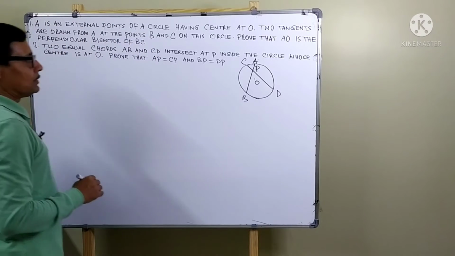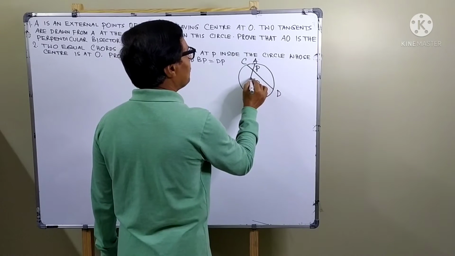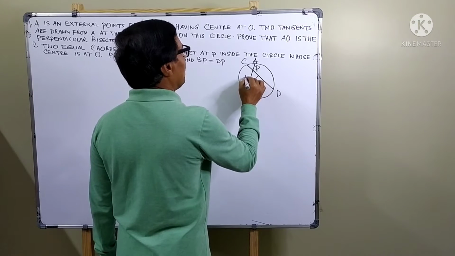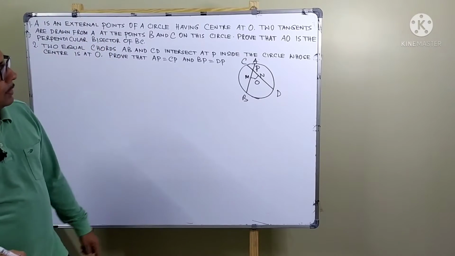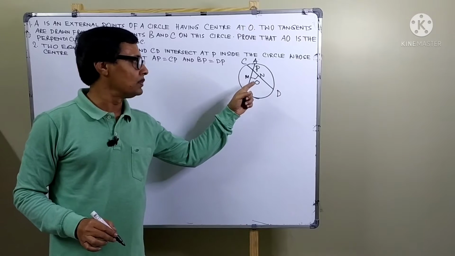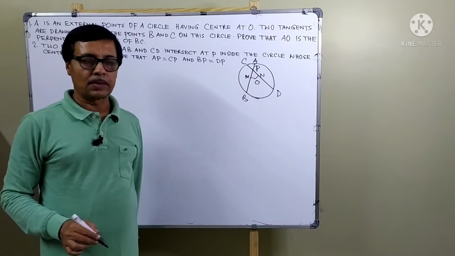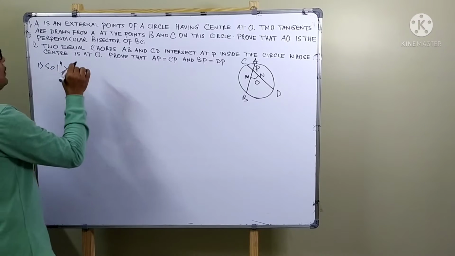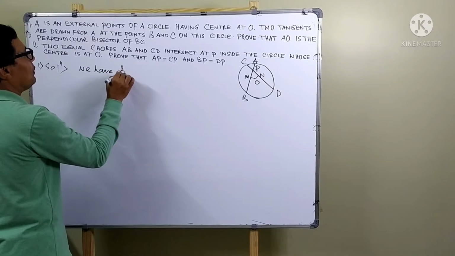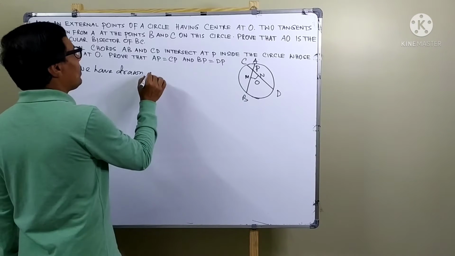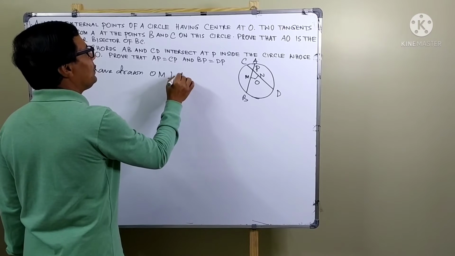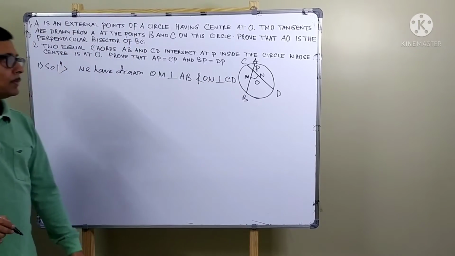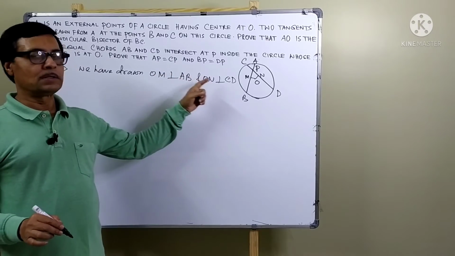Now we can draw two perpendiculars, OM and ON, on AB and CD respectively, from the center O. We have drawn OM perpendicular to AB and ON perpendicular to CD.